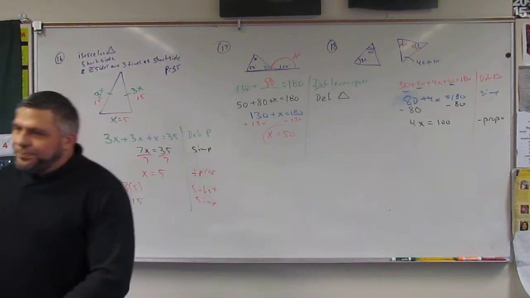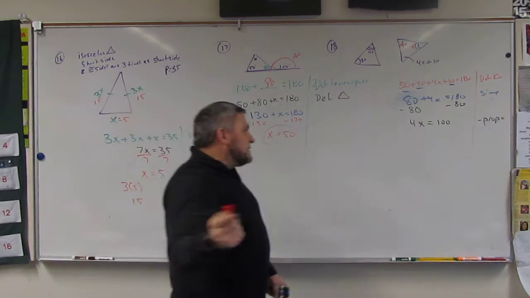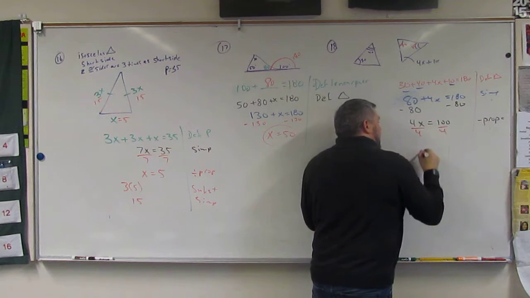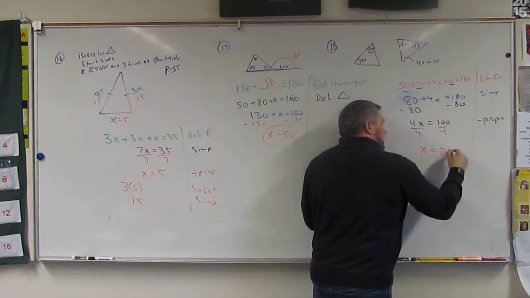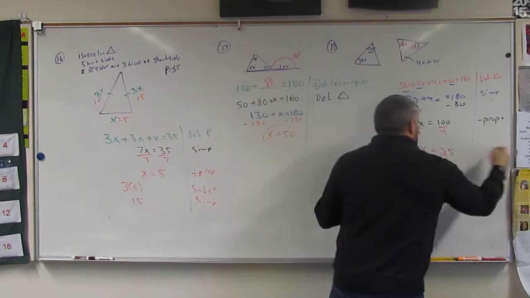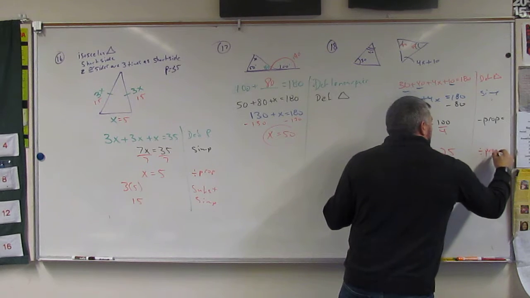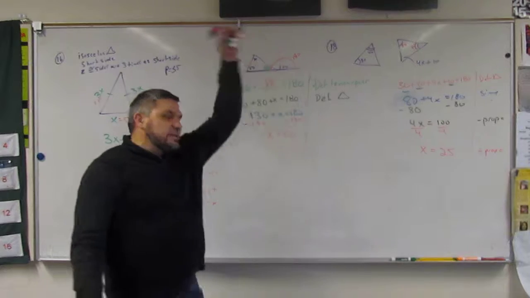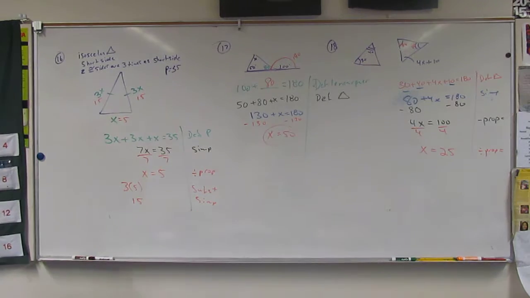And then what? How do I get x alone? Divide by 4. So I get x is equal to 25, right? Okay? So that's the division property of equality. And so x is 25, and there you go. I'm gonna just take a picture of it and write it down. That's fine, that's fine.